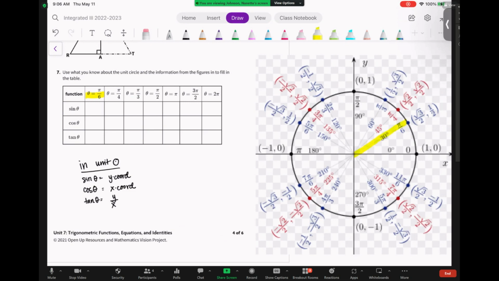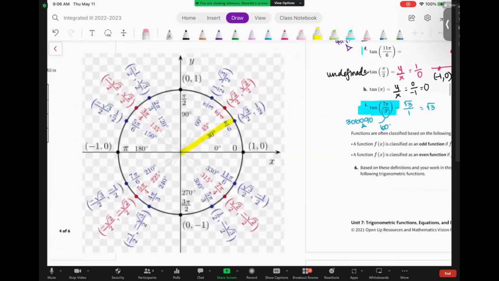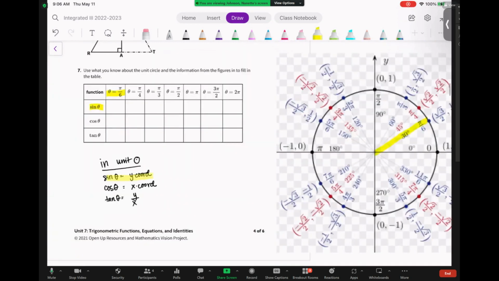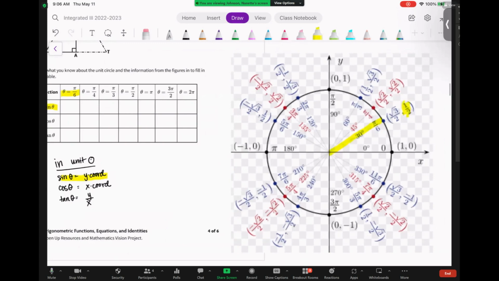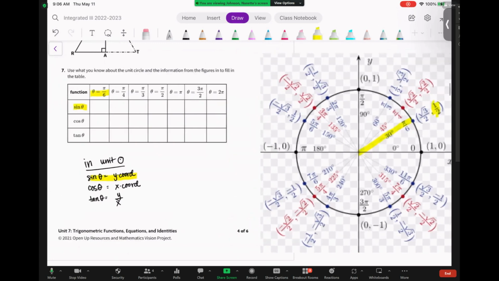If you're looking for the sine of that, sine is the y coordinate. So I'm going to ignore the x coordinate and write the y coordinate. Over here, I can write 1/2. And that's it. Now I'm going to compare that to the other way.